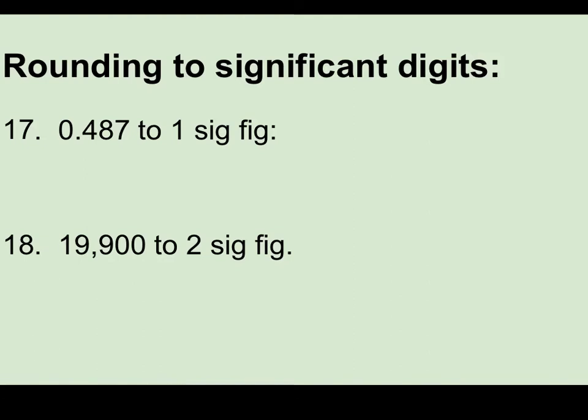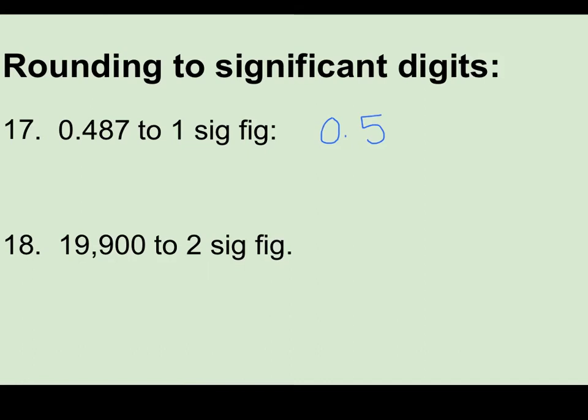This first example is 0.487, and we want to round it to 1 significant digit. So your first job is to find the first significant digit in the number, which is this 4. Remember, the 0 is not significant because it's to the left of a number. So we're going to round this to the 10th place. Next to that 4 is an 8, so we're going to need to round that 0.4 up to 0.5. So that number rounded to 1 significant digit is 0.5. And you might want to stick that 0 in there just so you can see the decimal a little bit more clearly.